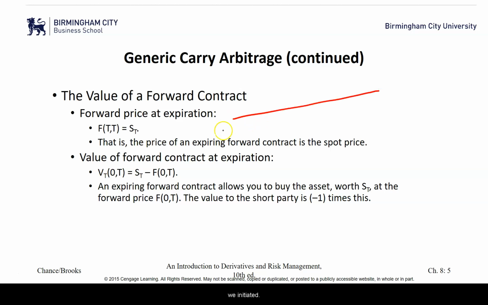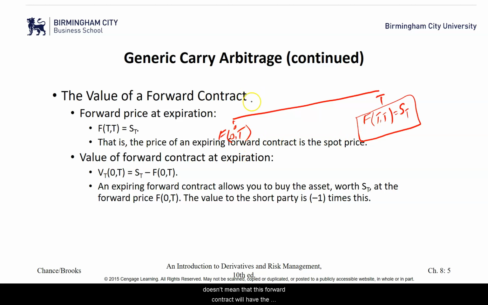That is why the contract that we initiated here at the beginning was having this notation for its price. So the zero indicated that this contract is initiated at time zero and it will expire here at T. Now, at expiration, if somebody wants to have a forward contract initiated that expires the same day, the price on that contract must be equal to the spot price at expiration. If that is not the case, then there will be arbitrage. It doesn't mean that this forward contract will have the same price here.